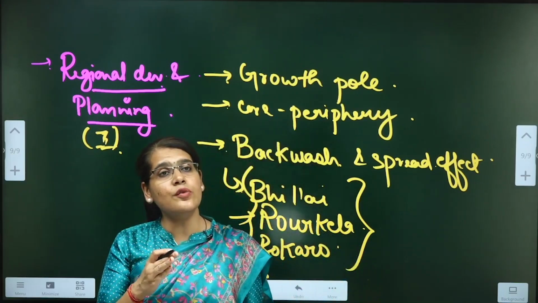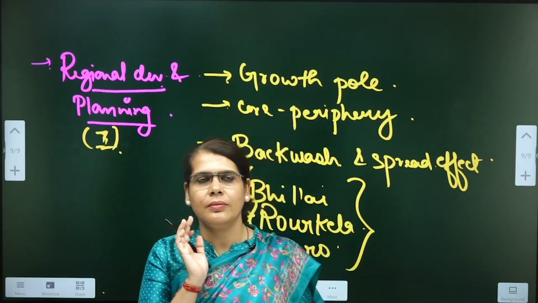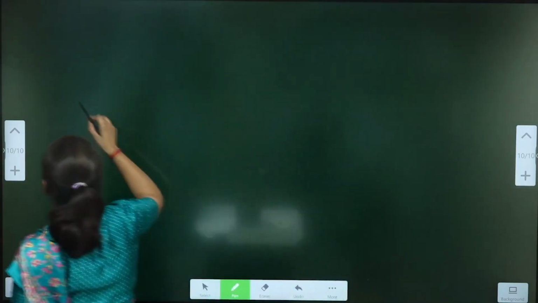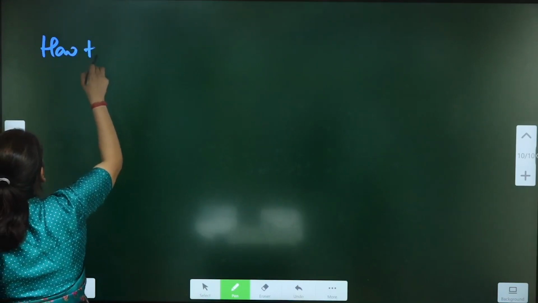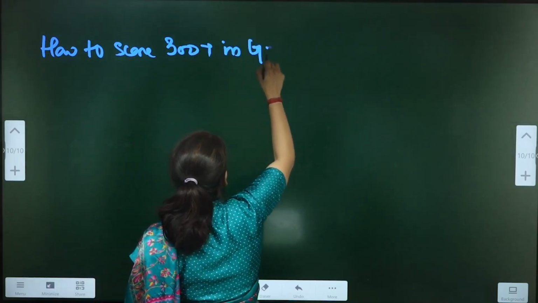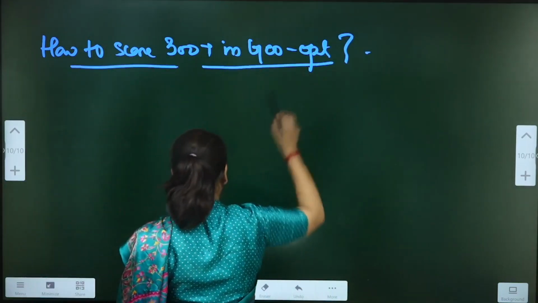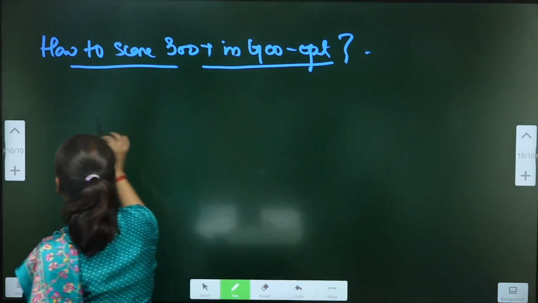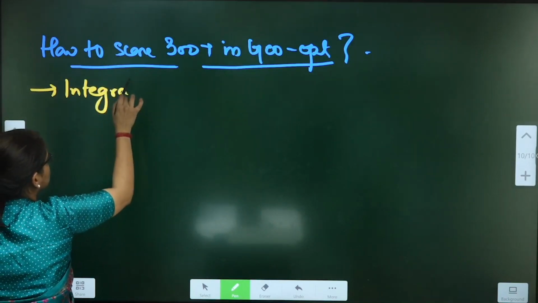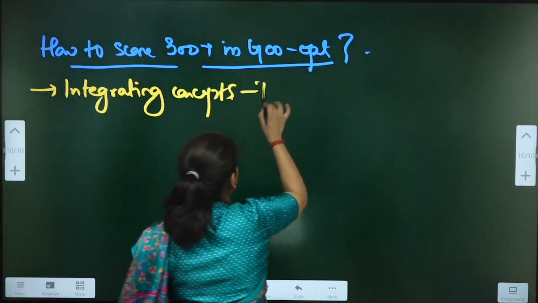Now there is another very important aspect, bachcho. One of the most frequently asked questions to me is with respect to how do I score 300 plus in geography optional. Now the first idea you already understood, that is integrating the concepts from paper 1 into paper 2.